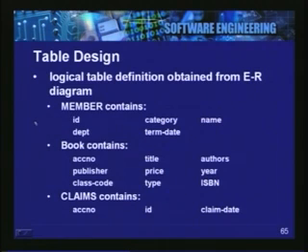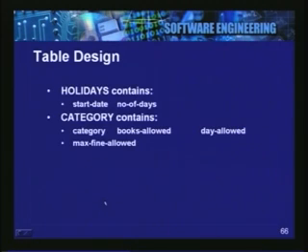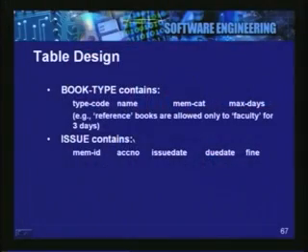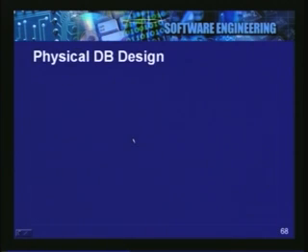Table design is what we do for relational database packages. So, here are some of the tables that we will define. We have a table storing the members data which comes from the member entity, a table storing the book data, the claims data, the holidays data and the category details. So, these database tables can be identified as a normalized database design. Then we have the book type and issue. So, these are the various tables which are required in this application.